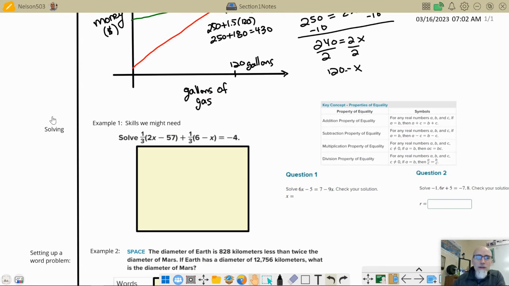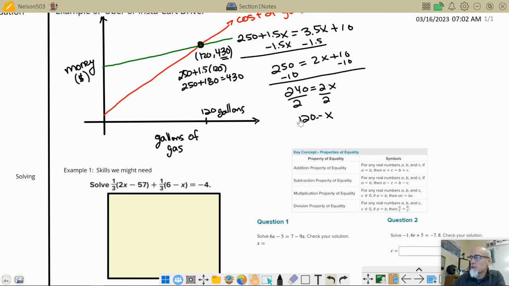In example one in the book, they talk about some of these properties. What were those steps that I was doing over there? Well, I was adding something to both sides or subtracting something from both sides. In my opinion, it's kind of the same thing. I'm adding a negative 1.5 to both sides, right? And I didn't have my x up here. That would have been better to show that kind of work.